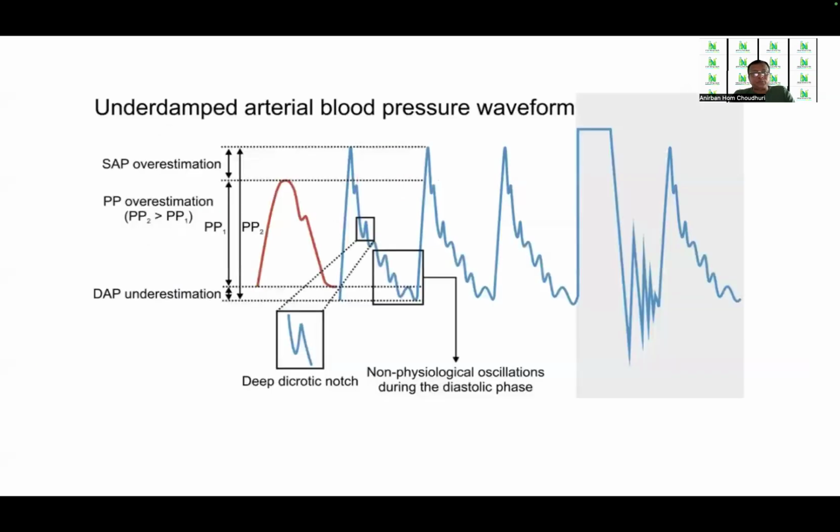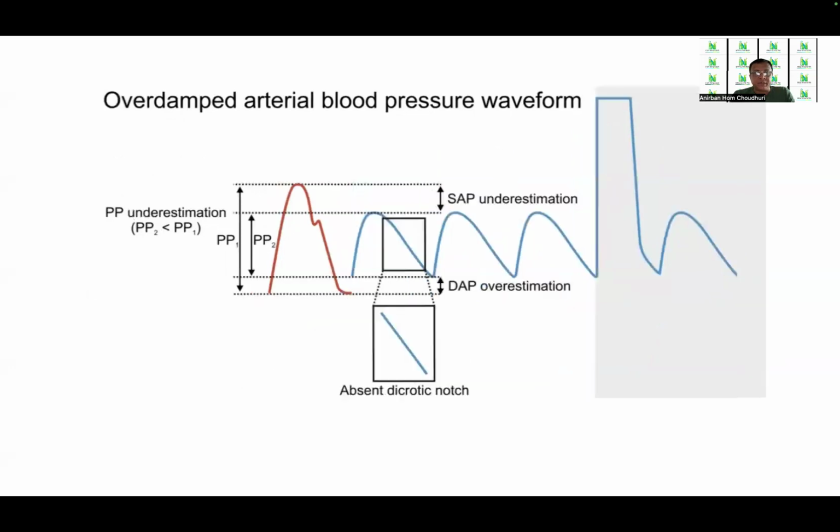Therefore, when a system is underdamped, as I said, there will be a greater number of oscillations, two or more oscillations, and in these cases, there will be underestimation of the diastolic blood pressure and overestimation of the systolic blood pressure, giving rise to an overestimation of the pulse pressure. The dicrotic notch appears deep, and also the number of oscillations is more during the diastolic phase. So this is clearly visible.